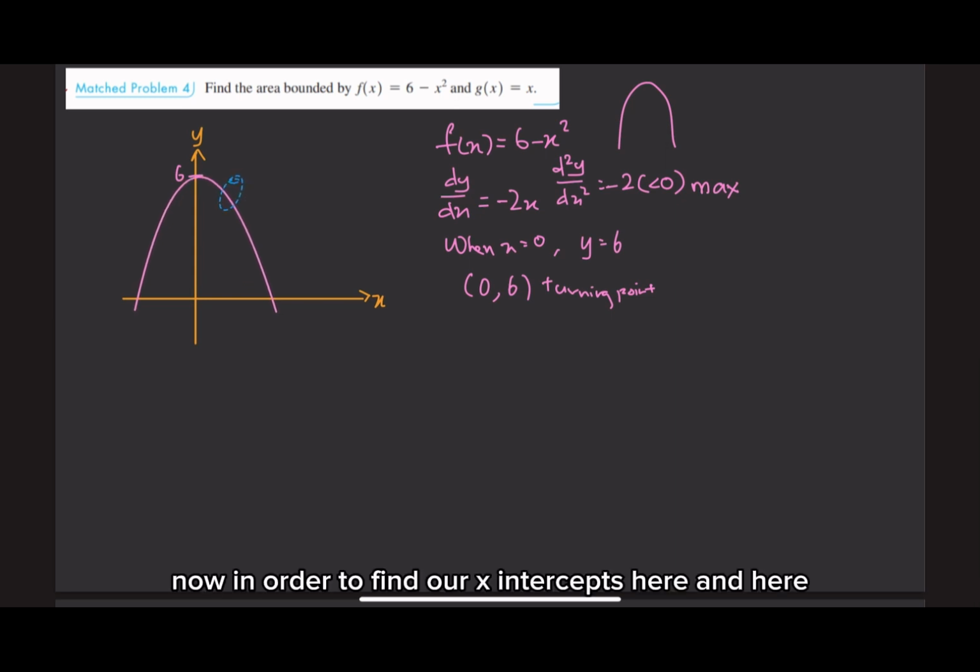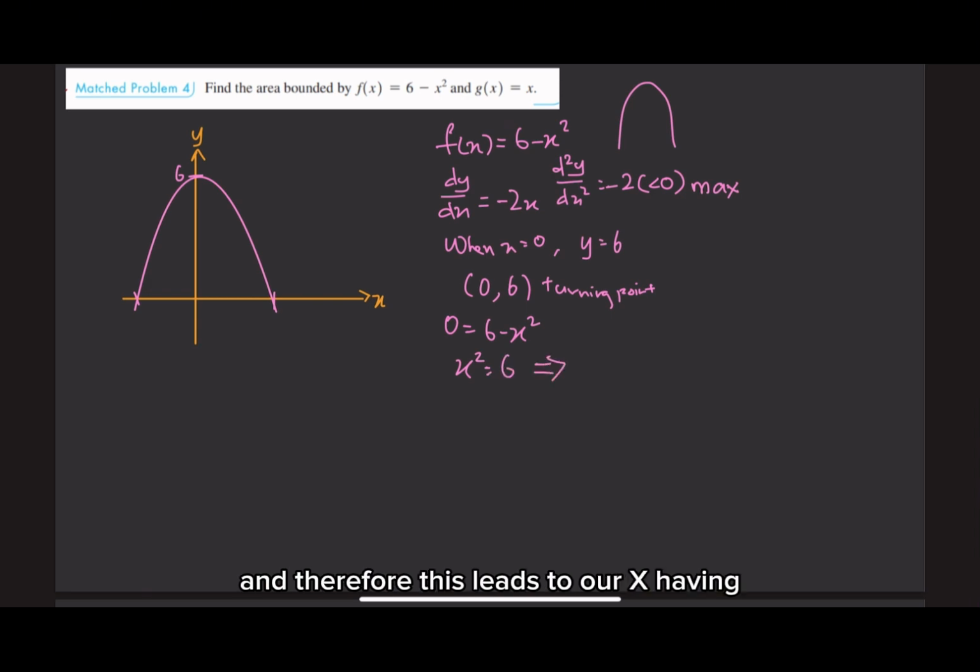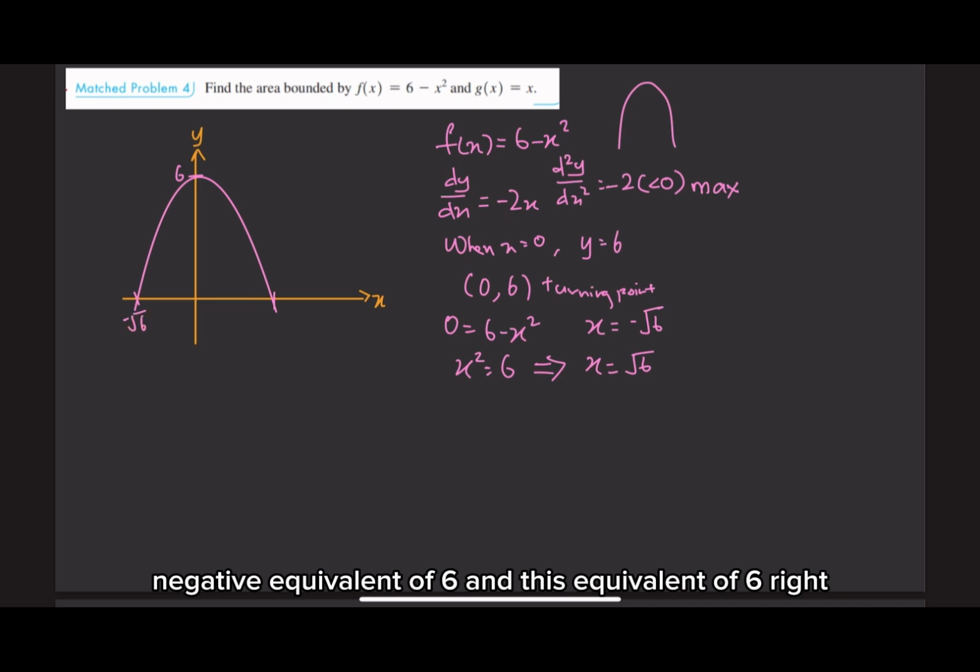Now, in order to find our x-intercepts here and here, what we need to do is to actually let y equal to 0, and therefore 0 equals 6 minus x squared, and we get x squared equal to 6, and therefore this leads to x equal to plus or minus the square root of 6. And also, our g of x equal to x.